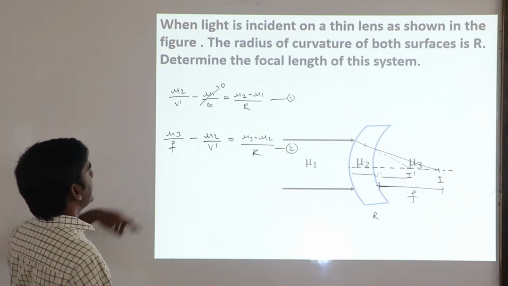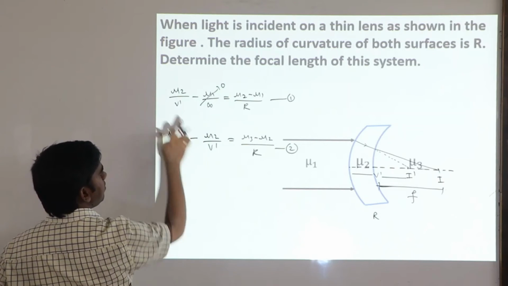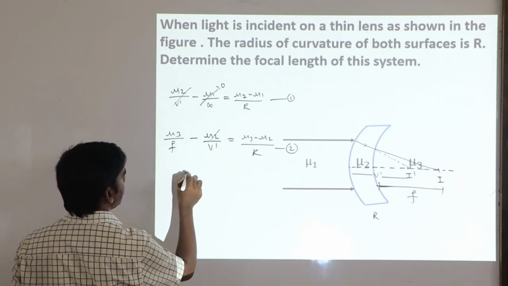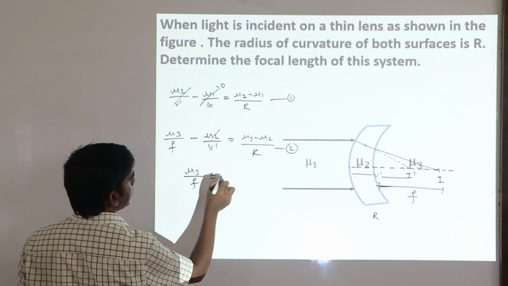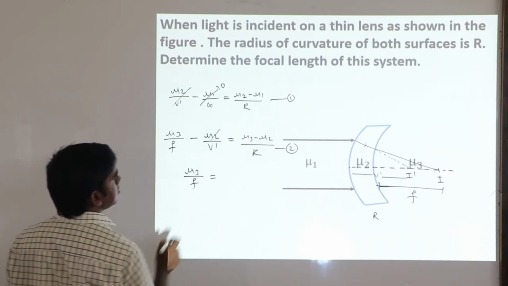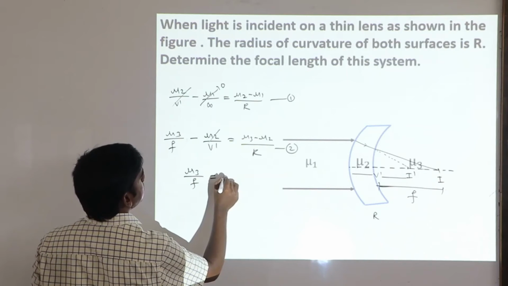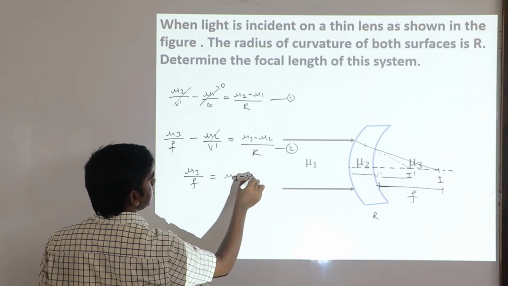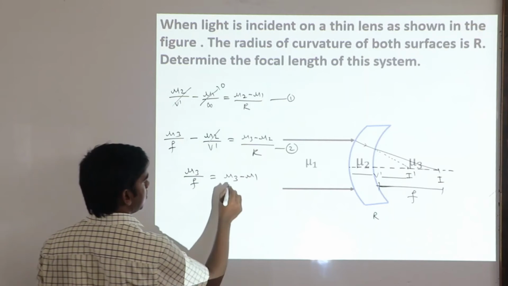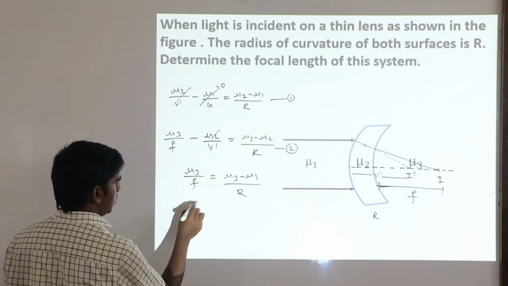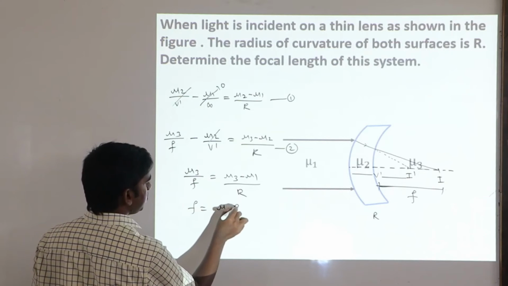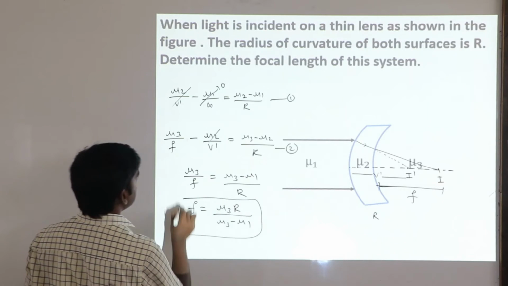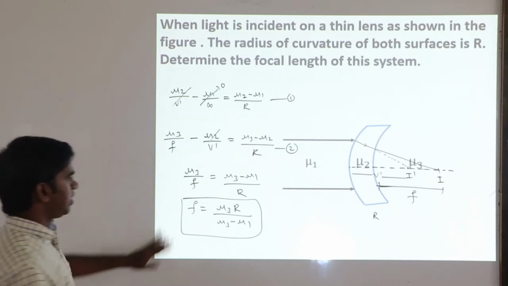Add 1 and 2. On the left, plus mu2 by v dash and minus mu2 by v dash, so these two will cancel. What remains is mu3 by f equals, on the right, mu3 minus mu2 plus mu2 will go, so minus mu1. We are adding, not subtracting. So divided by r, f equals mu3 r divided by mu3 minus mu1. So this is going to be your answer.